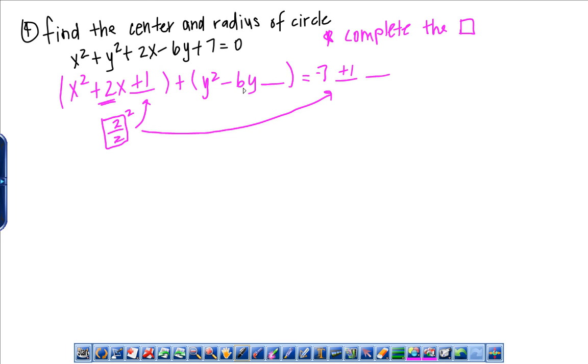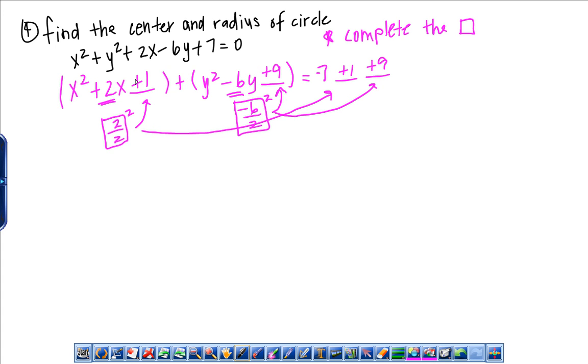Okay, I'm going to do the same thing here. I'm taking this term, a negative 6. I'm going to half it, box it and square it. That goes here. So that's going to be a positive 9. I'm going to add it here and over here, so I'm adding it to both sides. Okay, now I just need to simplify this.